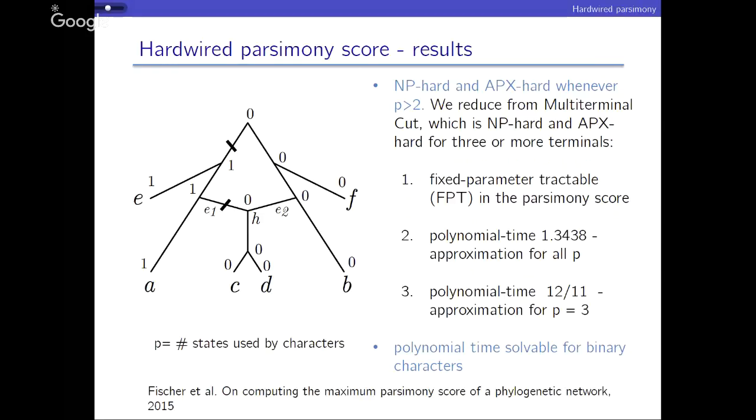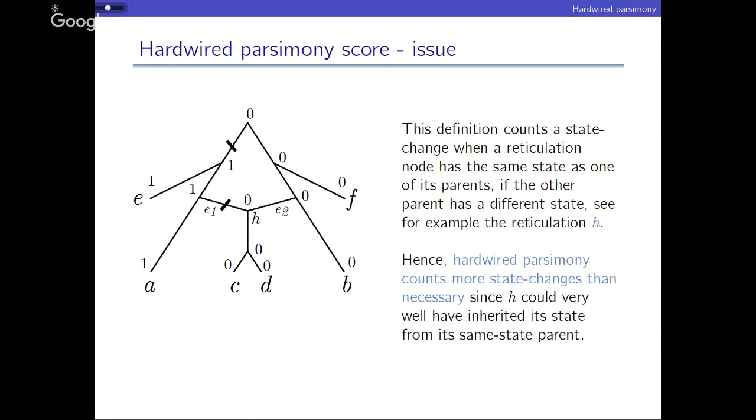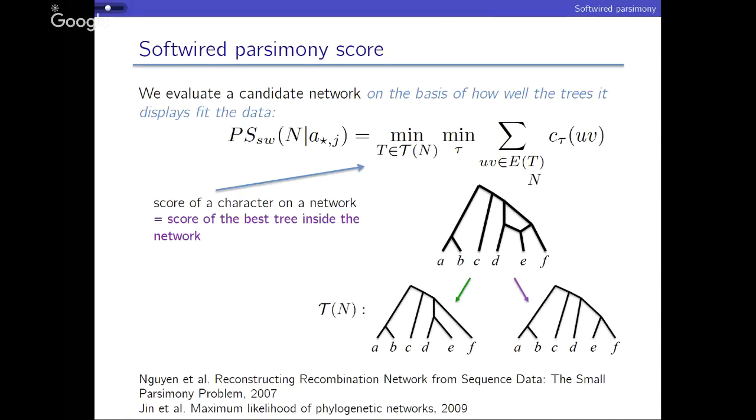But the problem with this formulation is not the fact that it's hard, it's that it may, from time to time, count more state changes than necessary. So for example, here we have an example. If we have a hybridization node that has state 0, and one of the parents has state 1, and one of the parents has state 0, in the hardwired parsimony score we will count one state change. Now, the hybrid could very well have inherited its state from its same-state parent. So from time to time, we count more state changes than necessary. And this is why probably the softwired parsimony score is more biologically relevant.